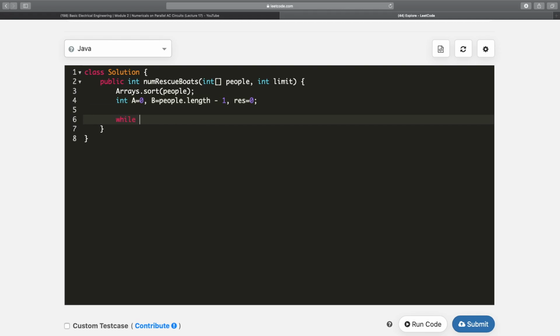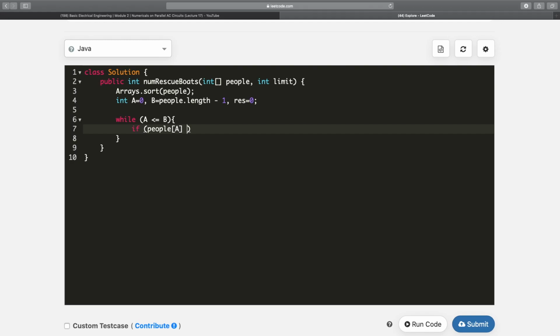Now the condition here is exactly the same. While A is less than or equal to B, we're going to keep going inside of this while loop. Each time, we're going to check if the weight of the person at A and B is less than or equal to our limit. To do that, we're going to do people[A] and add that with people[B]. This value has to be less than or equal to our limit. Okay, so that's going to be our if condition. And if we end up going in here, we're going to increase the A value by 1. So A is going to increase by 1.